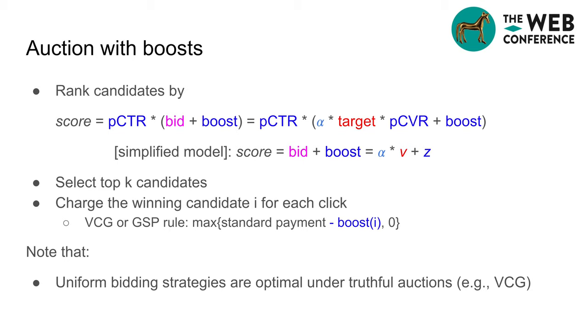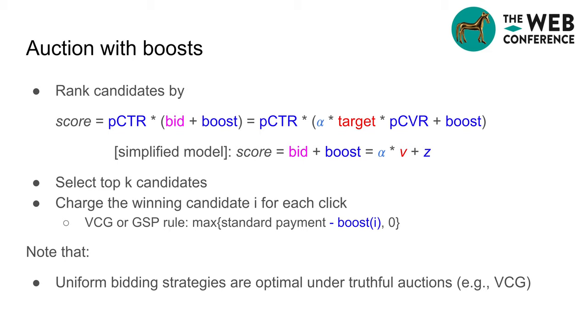And the auction, similar to the standard ones, will rank the candidates and select the top K candidates as winners. And for each winning candidate i, once it gets clicked, we will charge the price. The price equals the standard payment rule under either VCG auction or GSP auctions, minus the boost of candidate i, and take that in a max with zero.